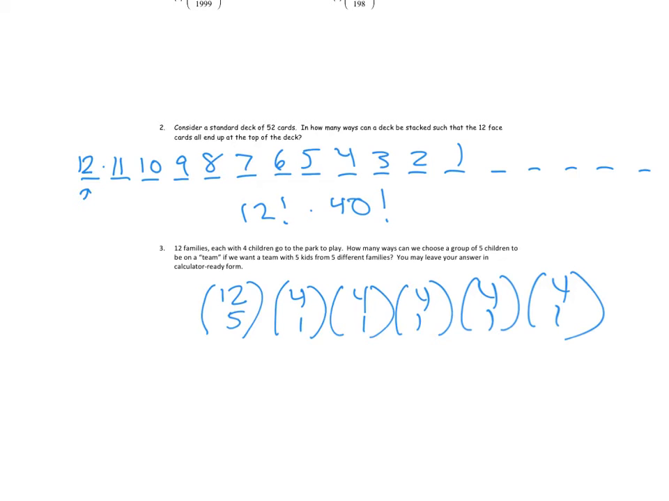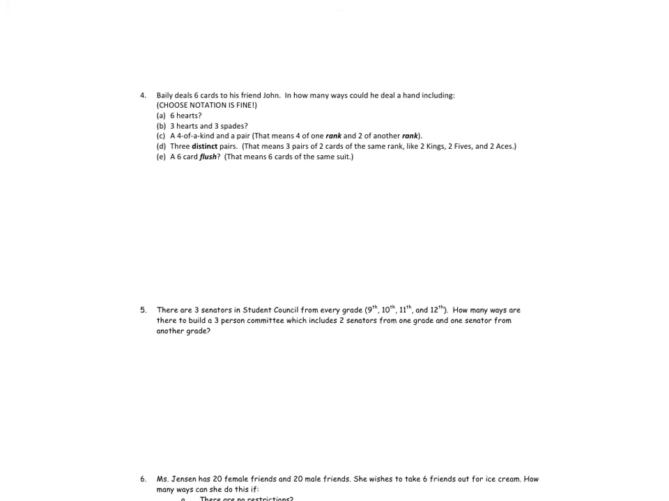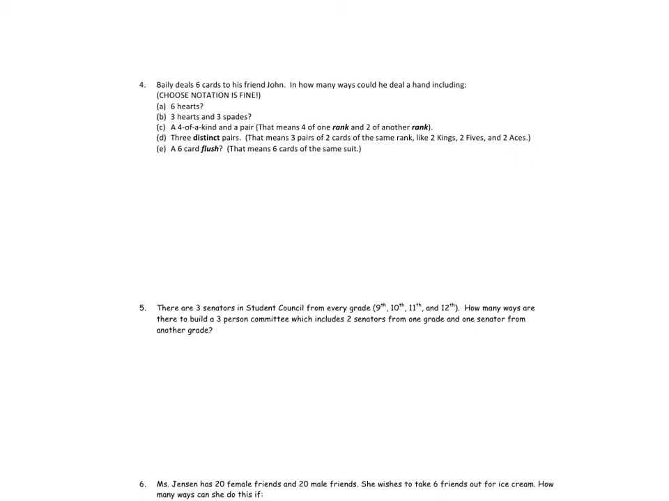Okay, and let's do number 4 here. Okay, again, we're talking about cards, but notice this is not probability. Instead, it's like the numerator of probability. How many ways can this specific event happen? So starting off here, if Bailey deals 6 cards to his friend John, how many ways could he get 6 hearts?